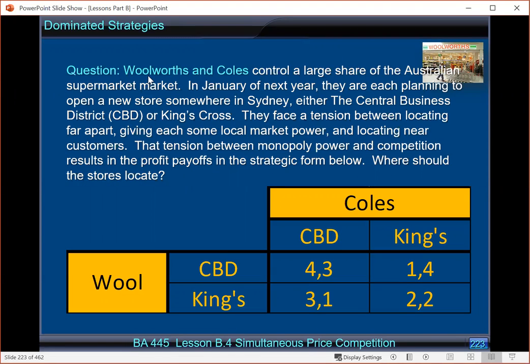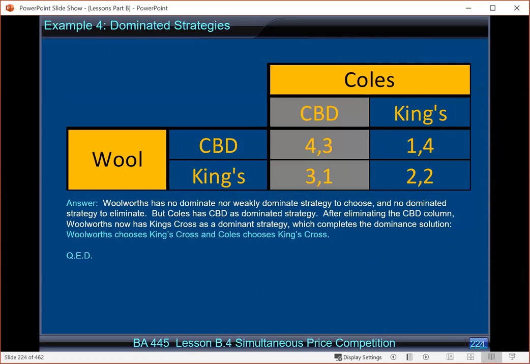So here's an example. Here's two companies. They control a large share of the Australian supermarket market. And in January of next year, they are each planning to open a new store. So simultaneously, that's the important thing. I give you the strategic or normal form of this game and ask you to solve it. So this is simpler than a homework or an exam problem for you, but it's just like a warm-up.